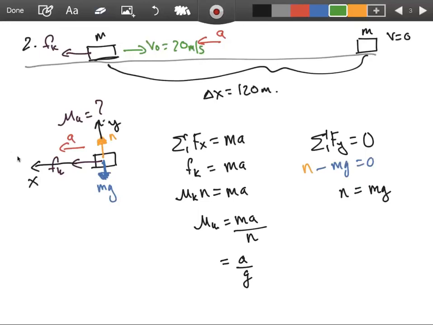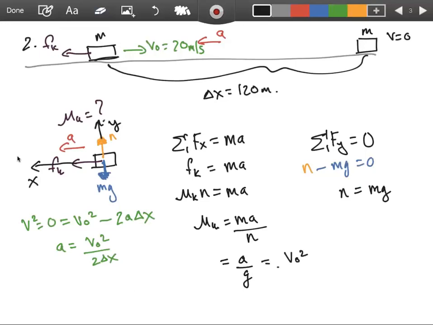Using all those, what I know then, by the third kinematic equation, is my final velocity squared, which is equal to 0, is equal to my initial velocity squared, minus, because the velocity and the acceleration are in the opposite direction, 2 times my acceleration times my displacement. So according to this, my acceleration is going to be equal to the initial velocity squared divided by twice the displacement. So I'm going to go ahead and plug that in here. It's going to be equal to my initial velocity squared divided by 2 times my displacement times g. Plug in my numbers. So this is going to be 20 meters per second squared divided by 2 times 120 meters times g, which is 9.8 meters per second squared.